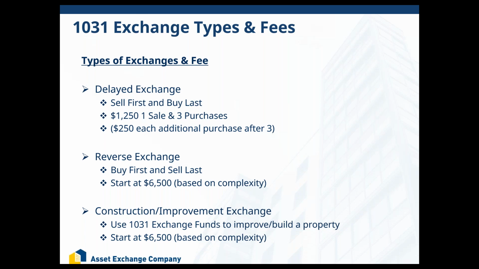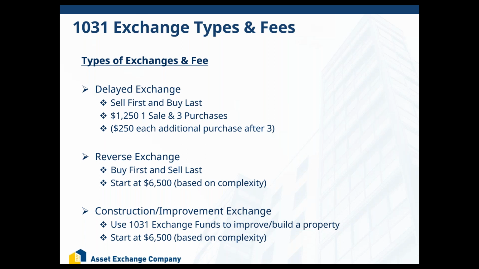Day of closing, we charge the $1,250, and again, what does that cover? It covers the sale of the one property and the purchase of up to 3 replacement properties. That's on the delayed exchange. Now, the reverse exchange, again, that's where you buy first. You're buying your replacement property first, and then selling your relinquished property. Those can be significantly more complicated than a delayed exchange. Our fee for those starts at about $6,500.